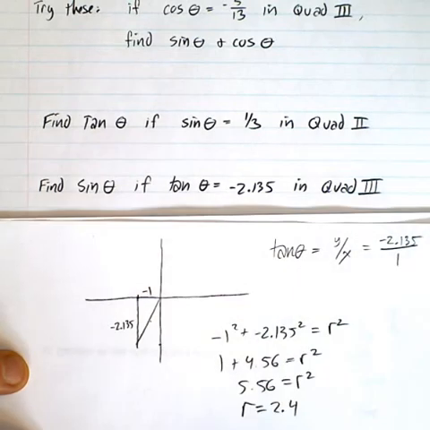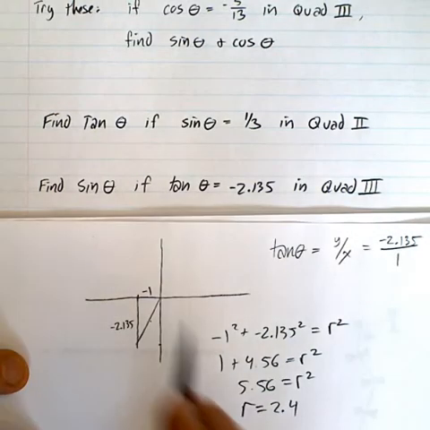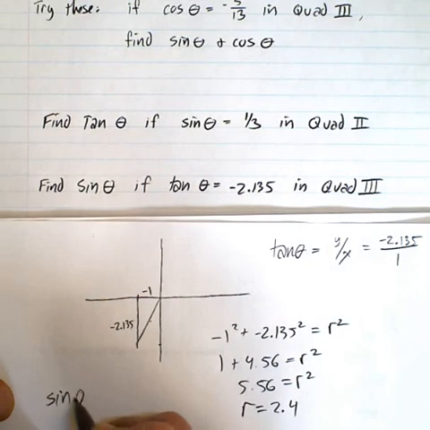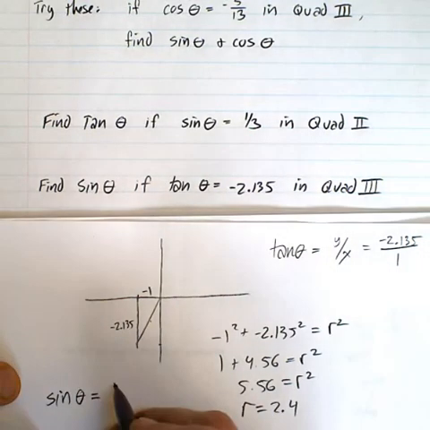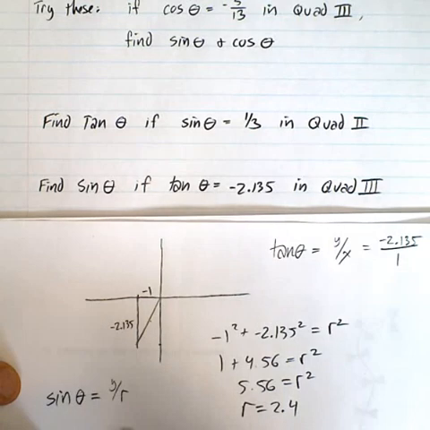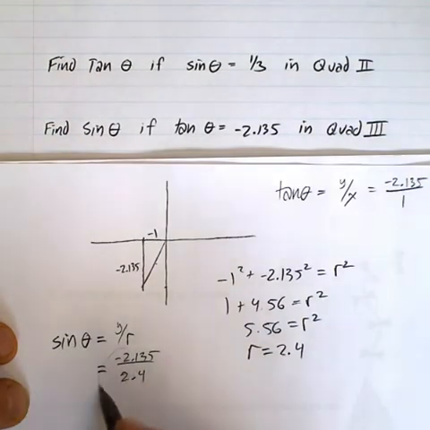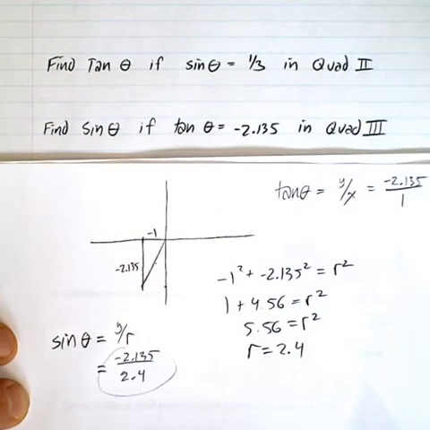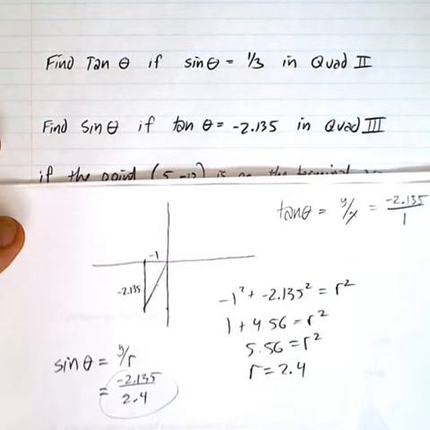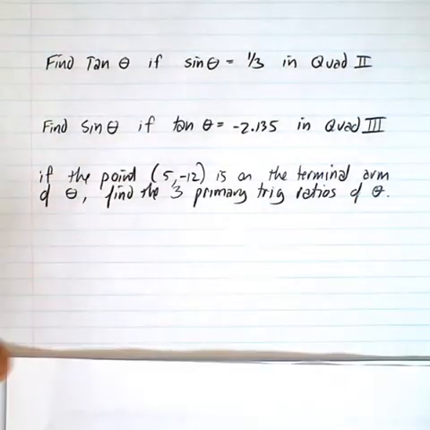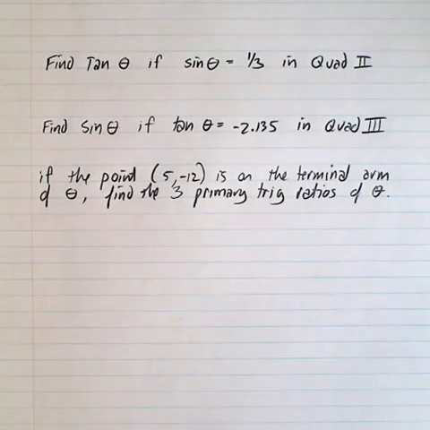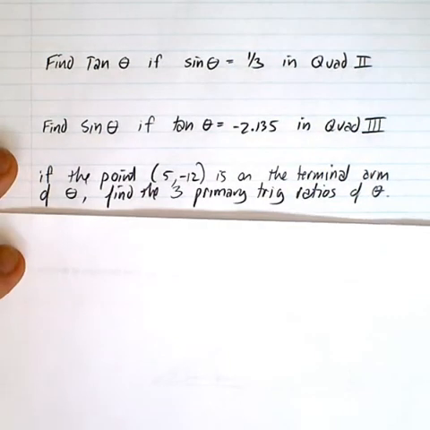Okay, so now we're looking for sine theta. Sine theta is y over r, or -2.135 over 2.4. And you can get an answer. Oh, let's slide that up for you. And then we can just do that division and we'll get a value for the sine. Last question I got on here. Okay, it's a little bit different, but if you understand what it is we're doing, it shouldn't be that tough.